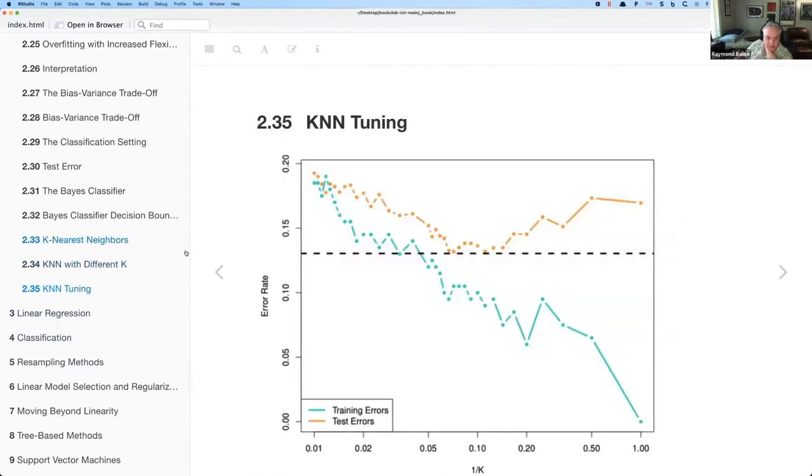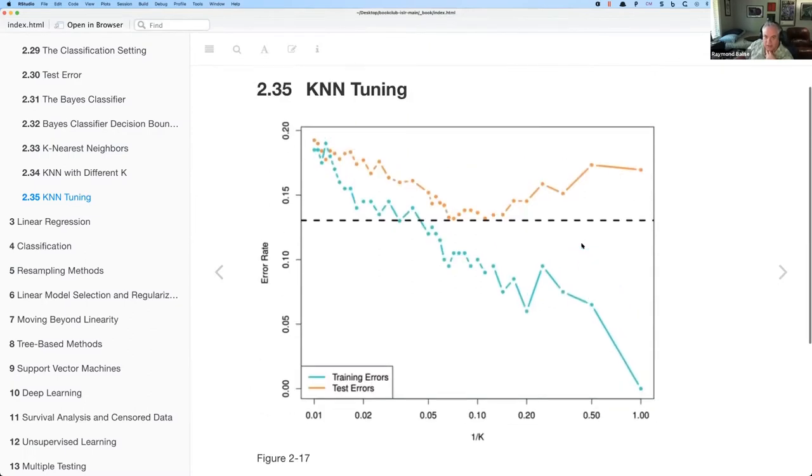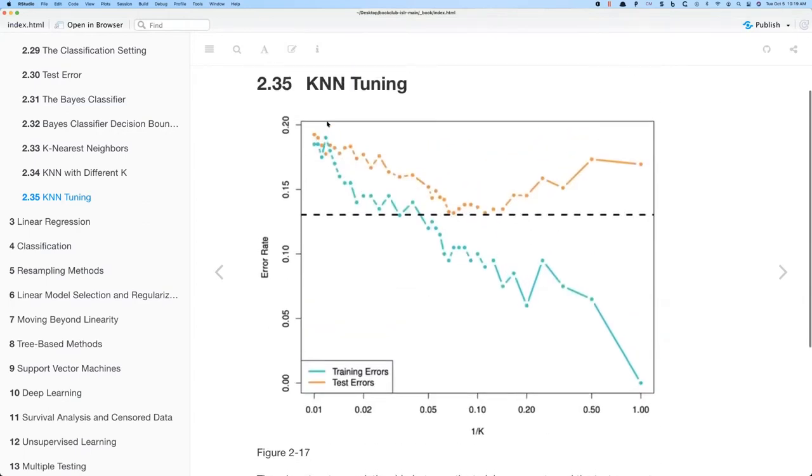And then I think of this as being tuning. I don't think they called it that, but the idea is as the flexibility goes up, you get closer and closer to perfect prediction in the training data, but you've put too much jaggedness in, and so you end up with more and more testing error. So it's the U or bathtub shaped curve that they showed before. As 1 over K goes up, it looks like they got the inverse. But same idea, where you do better and better on the training data as you add more flexibility, but you eventually will have overfit the data, and you will do less well on the test data.